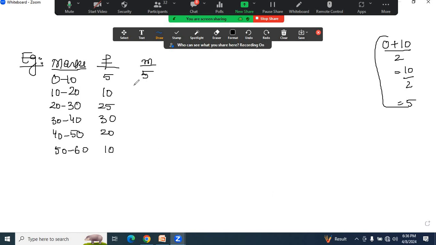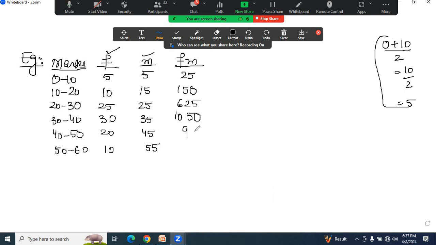So no need to calculate for every interval. 10 to 20, it will be 15. 20 to 30, it will be 25. Then 35, then 45, then 55. Then I have frequency, I have interval. Now if we ignore marks, it becomes what? Discrete series only. So now we find FM. 5 into 5, 25. 10 into 15, 150. 25 into 25, 625. 30 into 35, 1050. 20 into 45, 900. 10 into 55, 550.